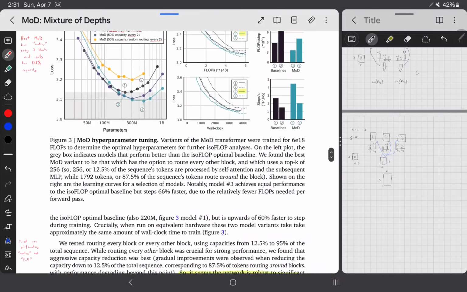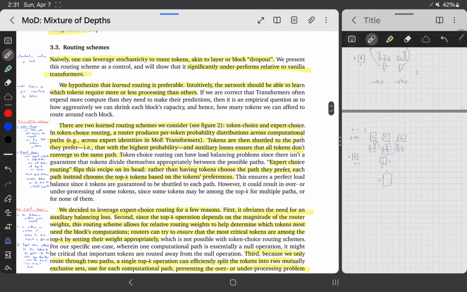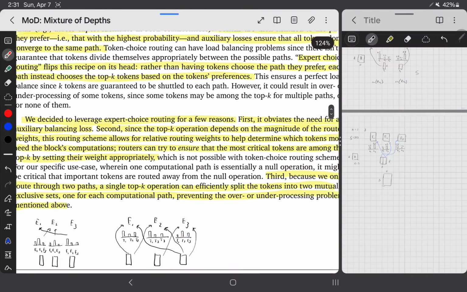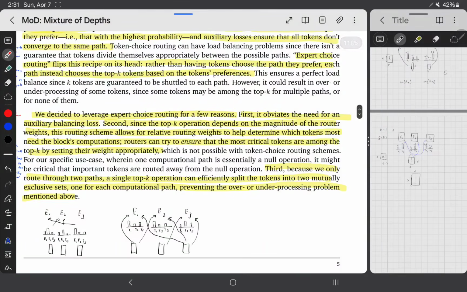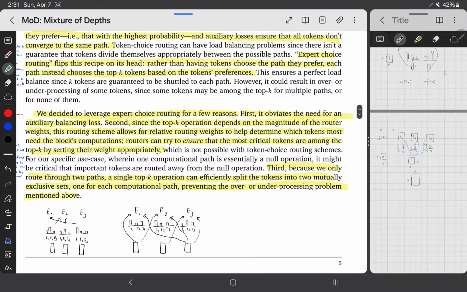Now they make some notes over here about why they choose expert choice rather than token choice. And intuitively looking at it, it makes sense. But they have some other reasons. If you do expert choice, then you don't need a balancing loss, because you have the top K tokens, so you don't need a loss saying, oh, send tokens places evenly, and you also have one expert, so that doesn't make sense. You don't need some auxiliary loss.